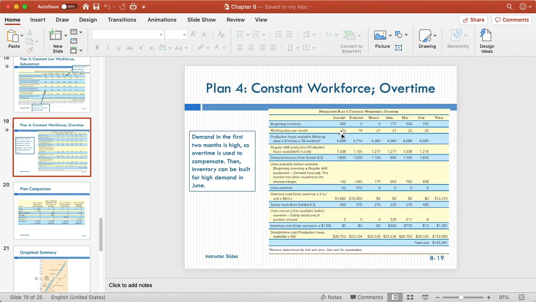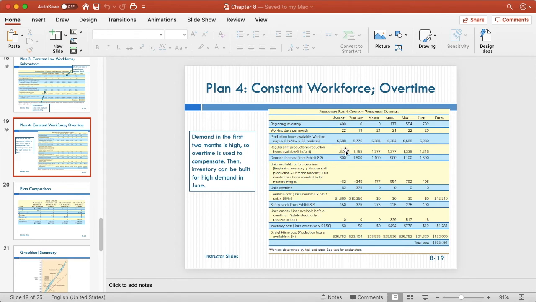Since in this month you have 22 days, and every worker works 8 hours in regular time, and you have 38 workers, the production hours available is 6,688. The 6,688 production hours corresponds to how many product units? You divide by 5 to get this. Use 6,688 divided by 5 to get 1,338.